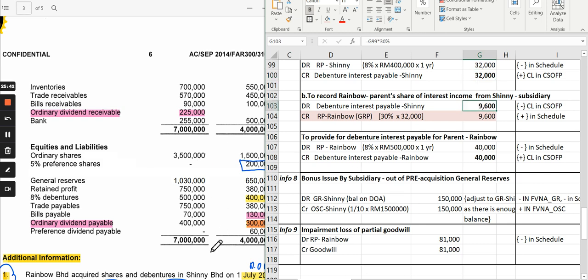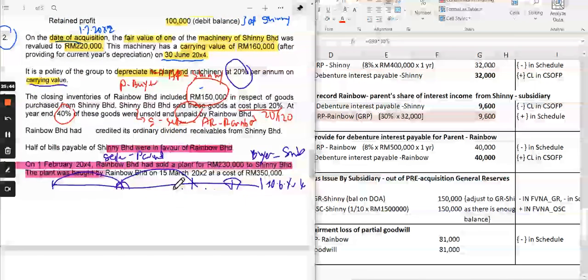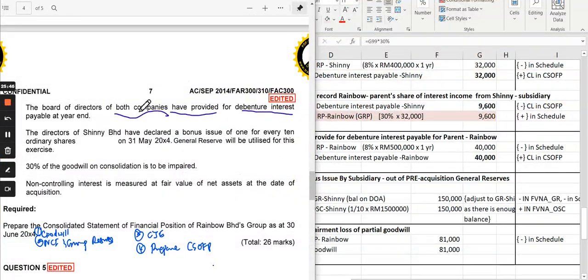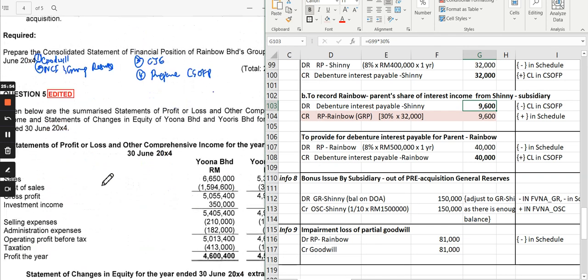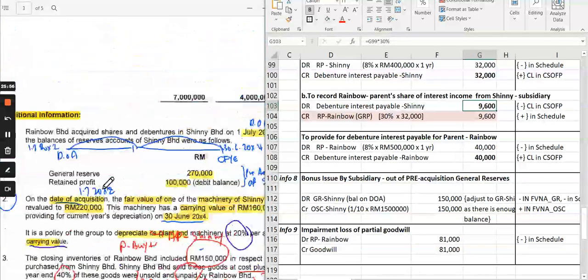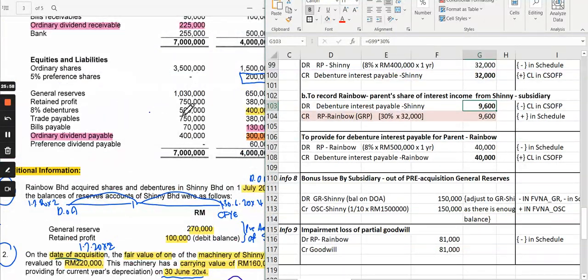The next one is, if you read the question, you would also notice that the parent itself, because it says both companies, also provides for the debenture interest. The parent also issued debentures. Here, if you can see, the parent issued debentures of 500,000 at 8%. So the parent also provides that debenture interest, 8% of 500,000.